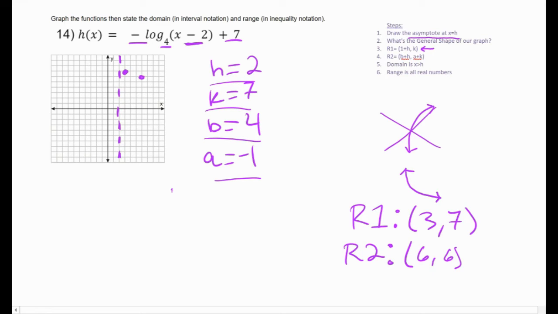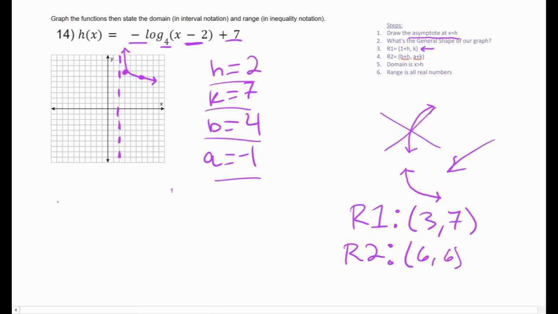It's going to be a little bit cramped here, but I know that my general shape looks like this. I know it does not cross my vertical asymptote, so it's going to look something like this here for my graph. Goes through those 2 points and never touches that vertical asymptote.